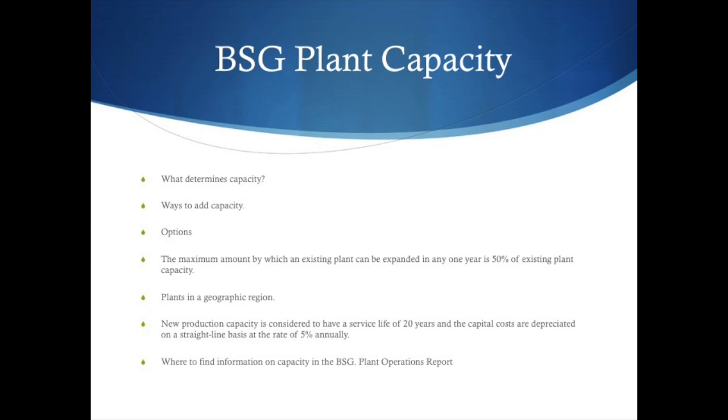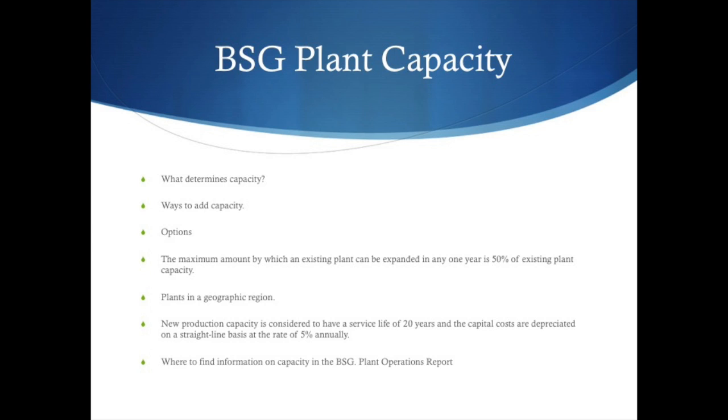Let's look now at plant capacity specifically as it relates to the business strategy game. Determining factors for capacity include upgrades in any capacity bought or sold, and how much regular and overtime production is being run. There are a few ways to add capacity in the business strategy game, and primarily you can buy new capacity from another company or you can build new capacity. There is actually a third option for managing your capacity, and that is to sell off unused capacity if your managers decide that that is a route you want to take.